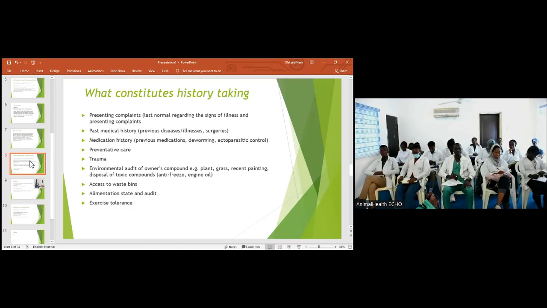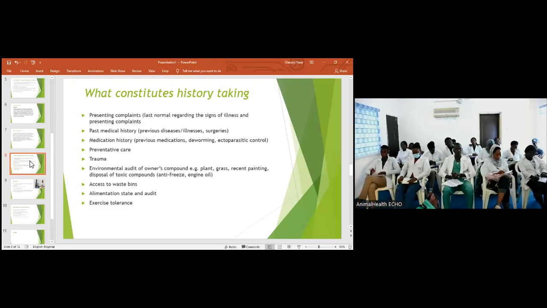Then has it been dewormed? What kind of ectoparasitic control measures are you using? Is he on Simparica? Is he on Bravecto? Or are you still doing a tick spray or whatever? You want to know what other preventative care, apart from ectoparasitic control, he has had. For example, vaccination history, deworming, all those preventative care measures.